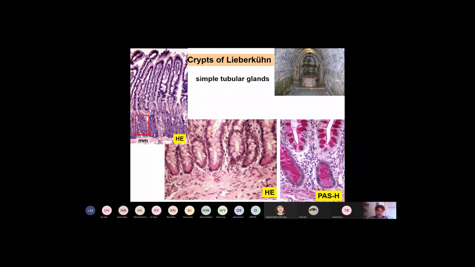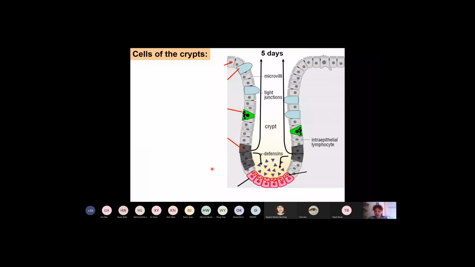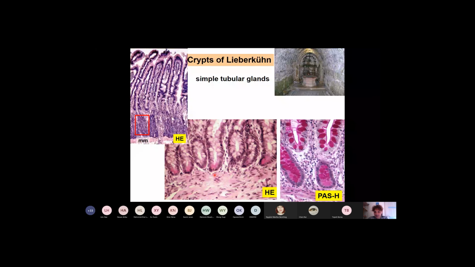And if we enlarge them, we can see that they can be lined by different cells. So these very light cells are goblet cells. In between the goblet cells, you can also see the surface epithelial cells. And at the bottom, you can see strongly eosinophilic cells, here with hematoxylin eosin staining. This will be the so-called Paneth cells. I will show you right now a schematic drawing about these cells. And with PAS staining, you can also see the goblet cells, which will appear in this purple color.